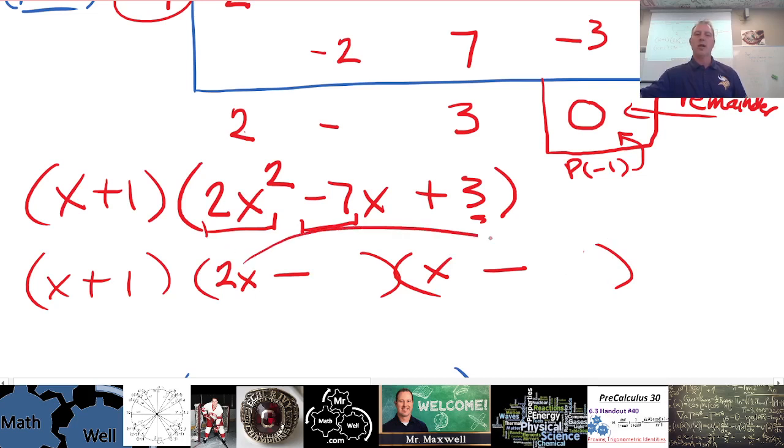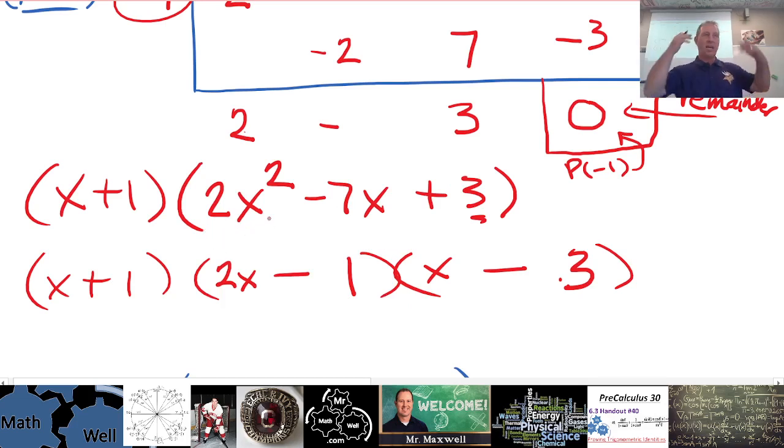If I do 2 times 1, that's 2, and 3. So 2 and 3 is 5. Sadly, that does not give me 7. So what if I did a 3 over here and a 1 here? Does that work? Yes. A quick FOIL, 2x squared minus 6x minus 1x. Awesome. That gives me my -7. So that's how you factor that, just kind of by intuition or just mentally there. Okay?